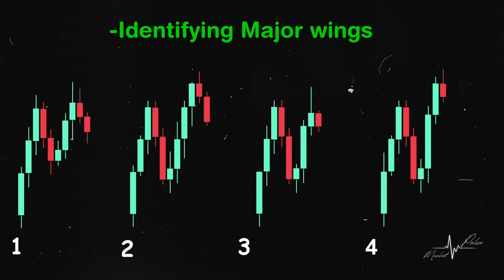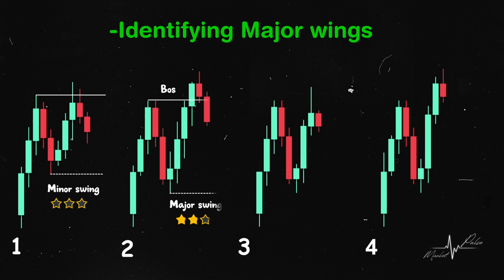Now take a look at these examples. In the first example, none of the criteria we discussed are met, so it is considered a minor swing point. In the second example, we have a break of structure and a significant distance pushed by the price, but there is no imbalance. Therefore, this is considered a major swing with 2 out of 3 criteria met. Here, we have an imbalance, a significant distance, but no valid break of structure. So this is also considered a major swing point with 2 stars.